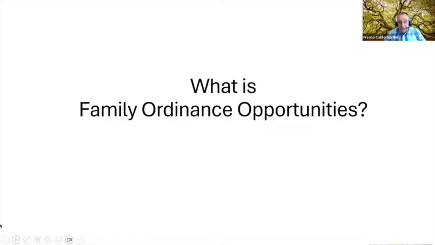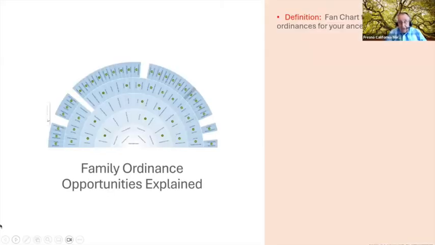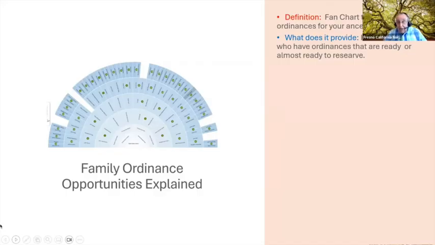What is Family Ordinance Opportunities? Essentially, it's a fan chart that's been developed to really help you focus in and find ordinances for your ancestors. It provides a listing for the descendants of each of your ancestors, and it'll tell you on that list the people who are ready or almost ready to be reserved.